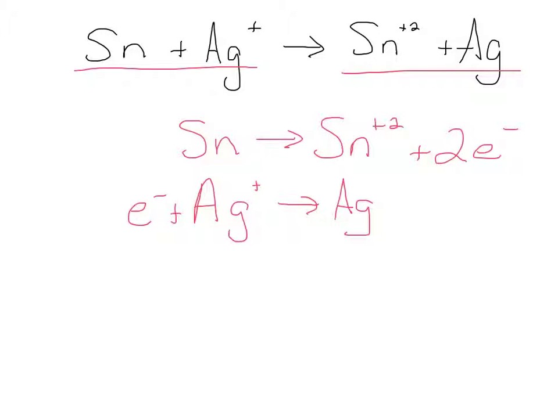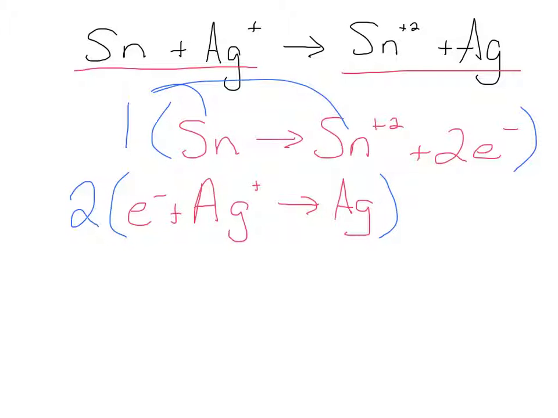So now I have 2 electrons being lost and 1 electron being gained. The least common multiple of 2 and 1 is 2, which means I need to multiply the first half reaction by 1, and the second half reaction by 2, just like we did in the previous example. Now, this 1 will distribute to everything in the equation, not just the electrons. So I know that I should have 1 tin atom and 1 tin ion in the equation.